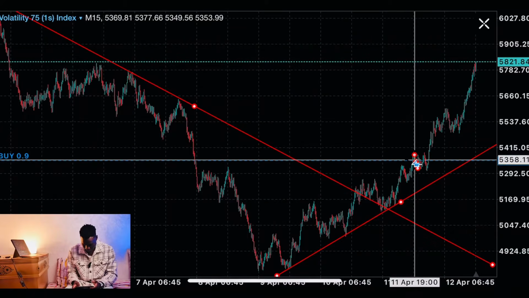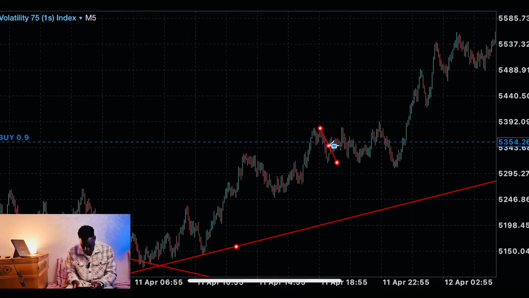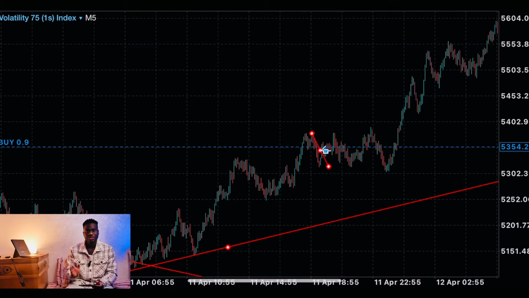So guys, you can see here, there was a retest. And this is where I took my trade. You can see that there was a trend line there. That was my confirmation trend line. So now, this market has told me it's going to buy. So I should be expecting a huge buy from the market.